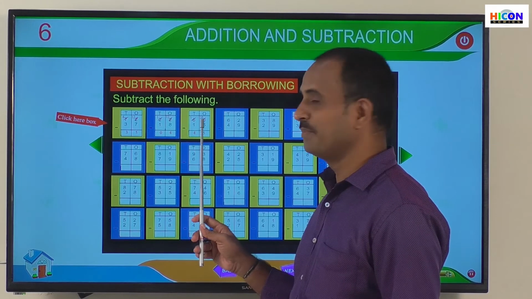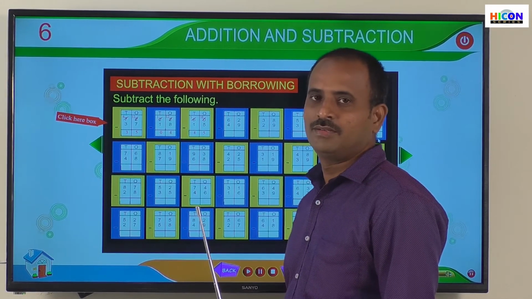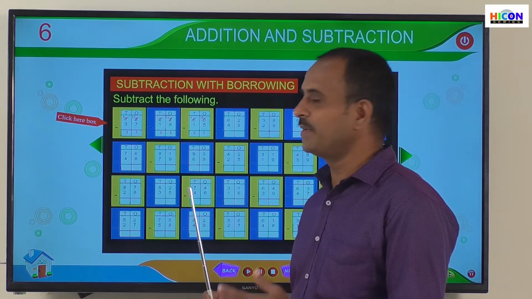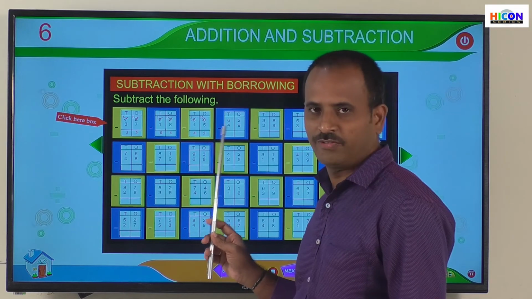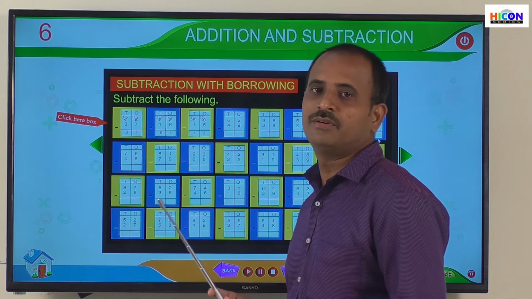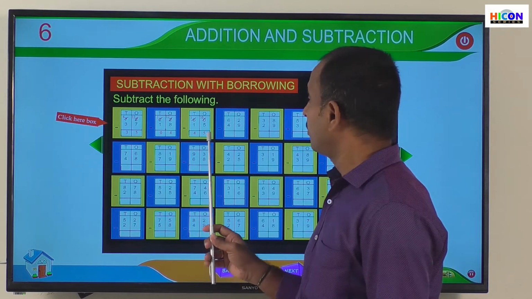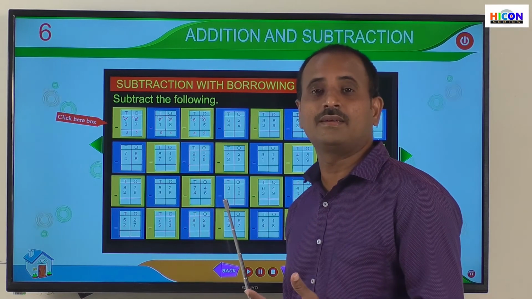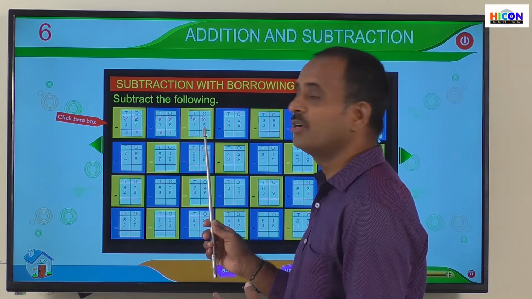So here the first number is 60 and the second number is 15. Start subtraction from the ones place. Subtract the digits present in the ones place. What are the digits present in the ones place? 0 and 5. So subtract 5 from 0. Can we subtract 5 from 0? No, because here 5 is the greater number, 0 is the smaller number. We cannot subtract a greater number from a smaller number. So here the subtraction is not possible.